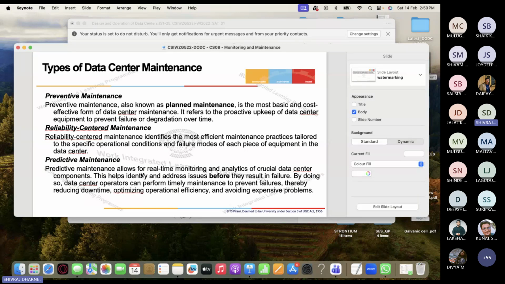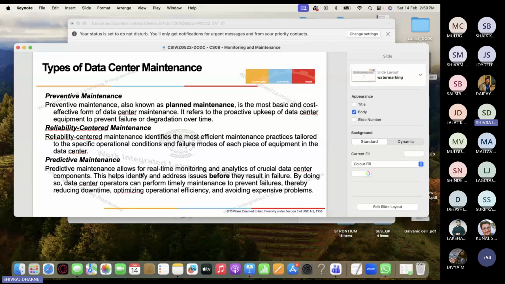And reliability centered maintenance basically identifies the most efficient maintenance practices, right? It is tailored to the specific operational conditions and failure modes of each piece of equipment in the data center, right? And predictive maintenance means, this one is preventive, another is predictive. Predictive means it allows real-time monitoring and analytics of the crucial data center components, right?